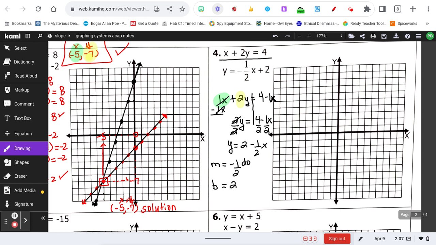I'm going to go down and to the right. So if I go on the y-axis and begin at 2, I'm going to go down 1 and right 2. Or you can reverse it and go up 1 and left 2 from where you started. You started right here. You can go up 1 and left 2.